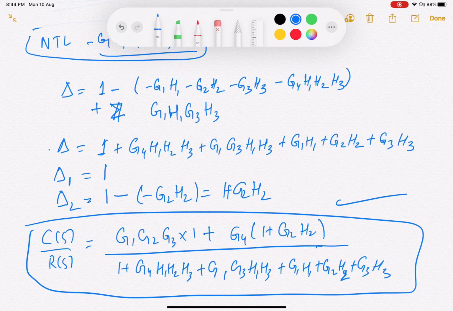So I think now with this illustrative example, the application of Mason's gain formula for reduction of multiple subsystem systems is clear. Thank you very much.